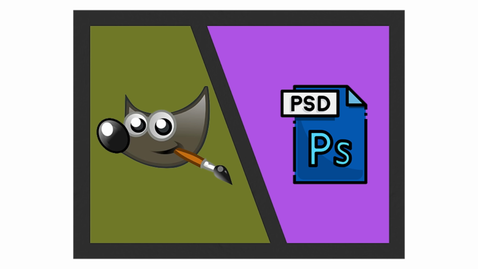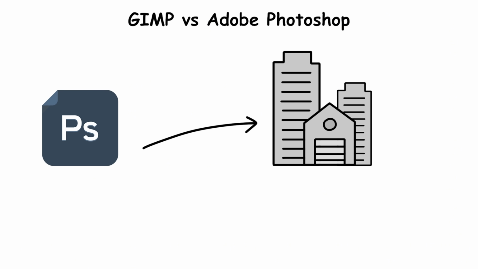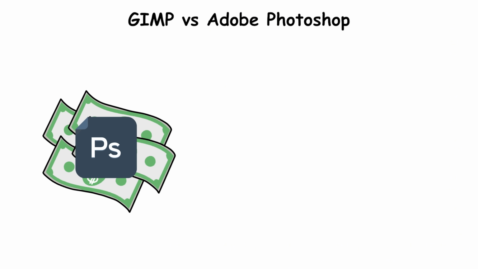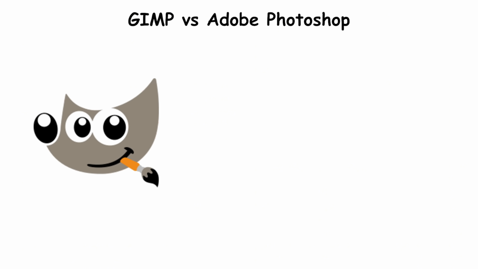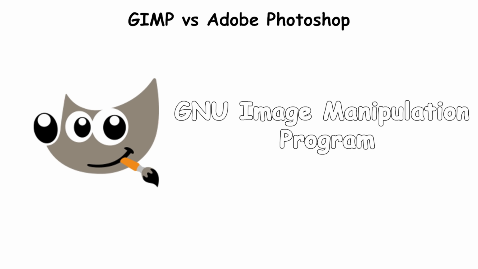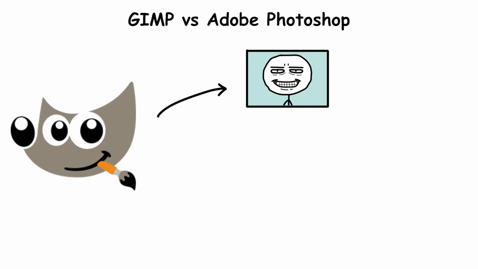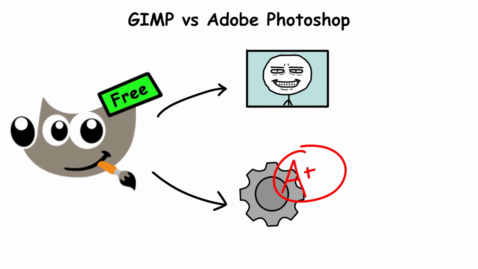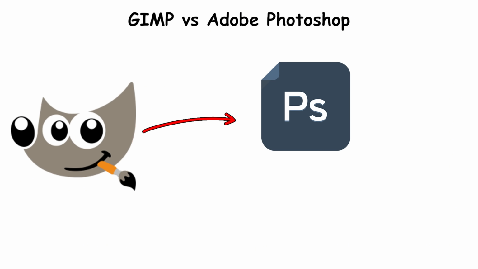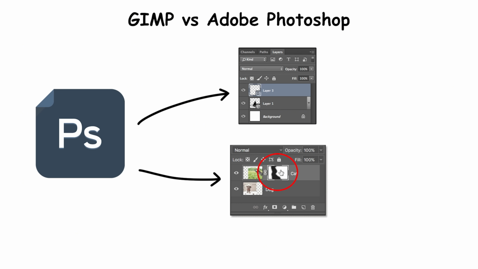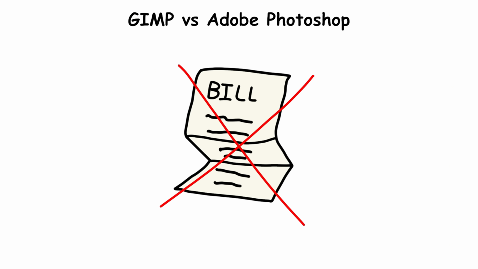GIMP versus Adobe Photoshop. Photoshop is an industry standard, but its subscription model locks out anyone who can't pay. GIMP, GNU Image Manipulation Program, gave photographers, designers, and hobbyists a way to edit images with professional-grade tools for free. While it didn't always match Photoshop's polish, it offered layers, masks, filters, and plugin support without the monthly bill.